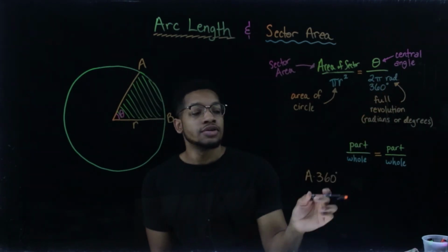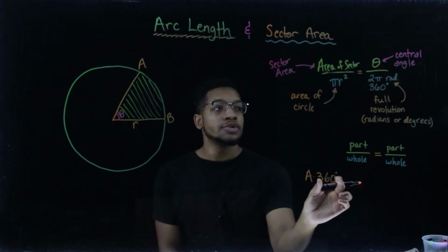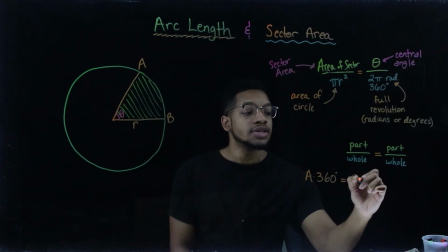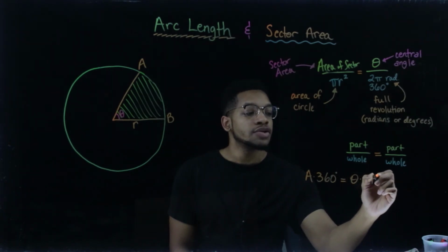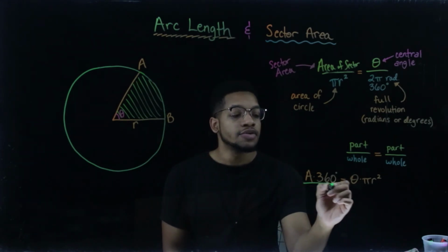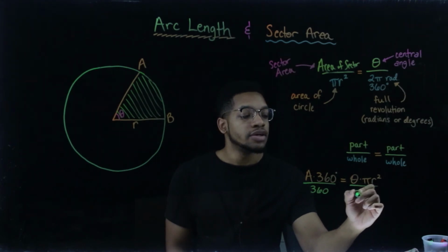All right, so this time I'll do it as if they gave it to you in degrees. So the area of the sector times 360 would be equal to your theta in degrees times the area of the circle, which is pi r squared. And then of course, to get A by itself, you just divide both sides by 360, and that'll give you the area of the sector.